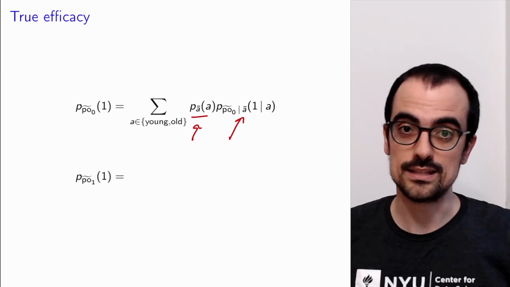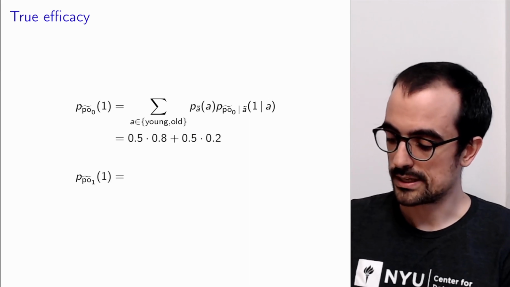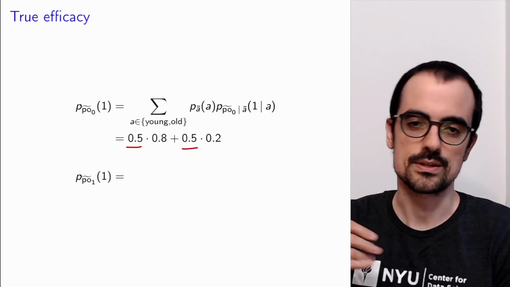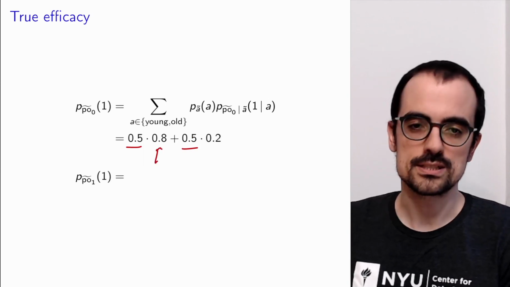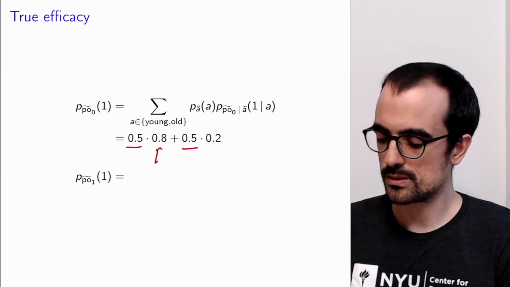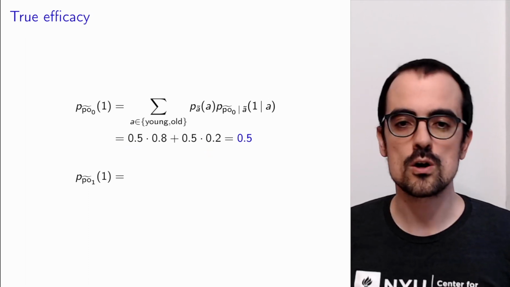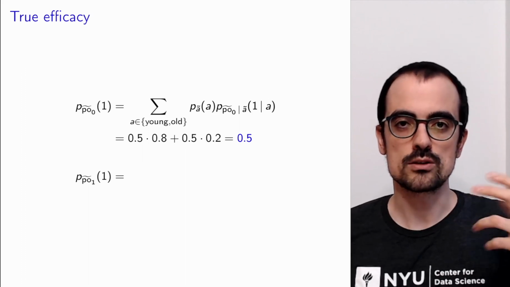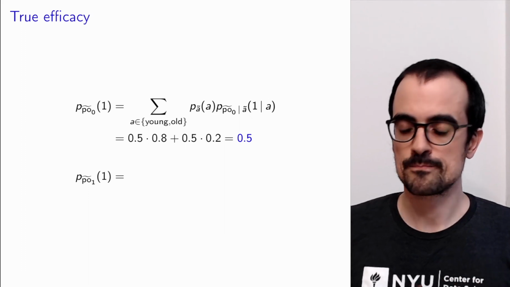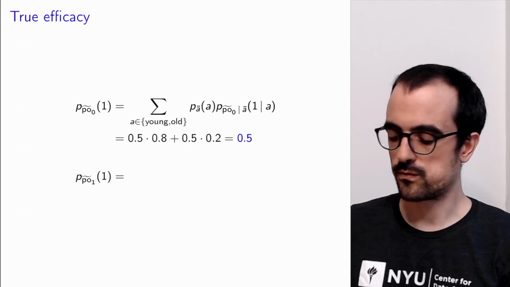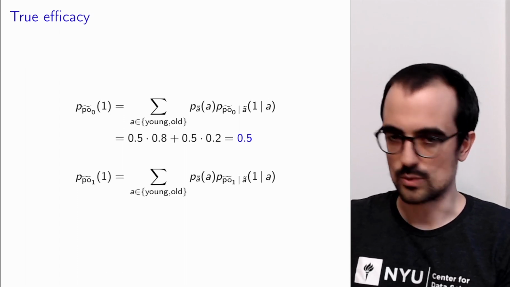So this would be if we did not treat anyone in the population. Those numbers, as we saw, is 0.5 because half of the patients are old, half of the patients are young, times 80% because that's the rate of recovery for young people, and then 20% because that's the rate of recovery for old people. So overall, the true rate of recovery when we don't treat anyone in the population would be 0.5. We do the same thing for the potential outcome associated to treatment. We do exactly the same thing.